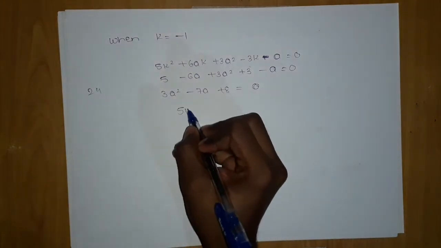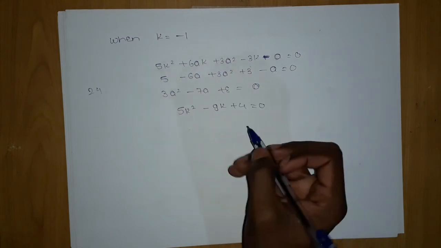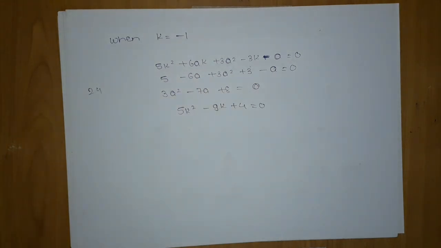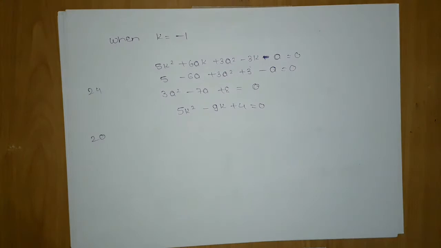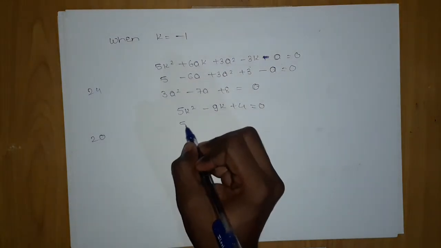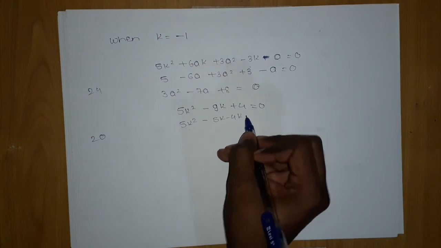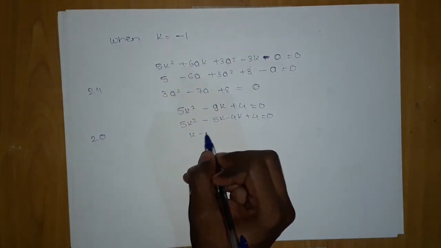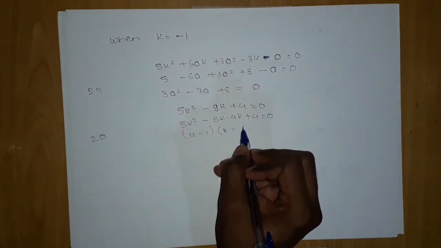I guess the equation should be 5k square minus 9k plus 4 equal to 0. Okay, this is our equation. When I put a is equals to minus 1, it should give me 20 on multiplying, and on adding I should get 9, which is very easy. Minus 5k minus 4k plus 4 should be equals to 0, which gives me k is 1 and k is equals to 4 by 5.